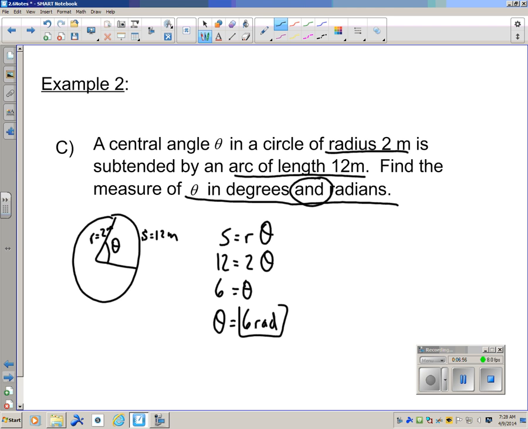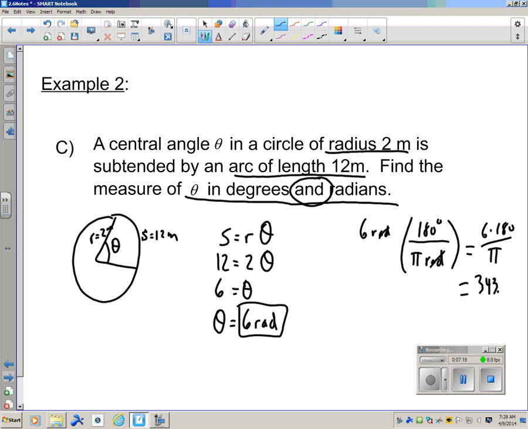So we got that portion. Now we got to convert it into degrees. So I can take my 6 radians, and I can multiply by 180 over pi radians. I can multiply 6 times 180, divide by pi, and that will end up giving me my degrees, which ends up being 343.8 degrees. So there's my degrees, there's my radians. I answered the 2 questions.